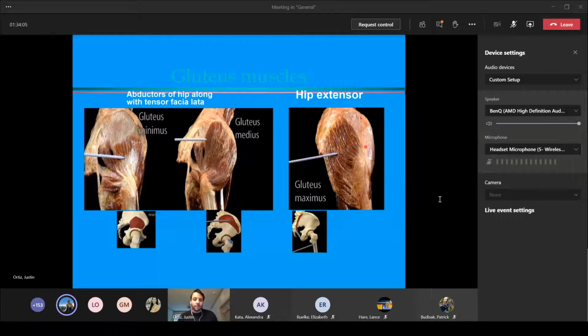Hey, Justin, I have a question. This slide is showing the movement for those muscles, but for the obturator internus and the piriformis, are those both lateral rotators? Yeah, those are going to be helping with lateral rotation. Okay, thanks.